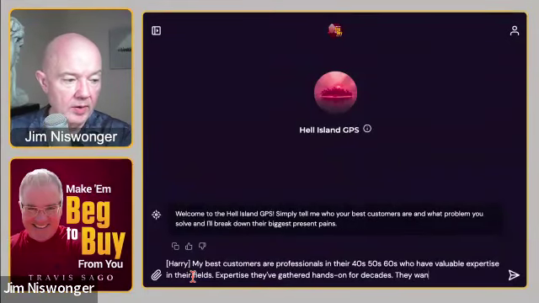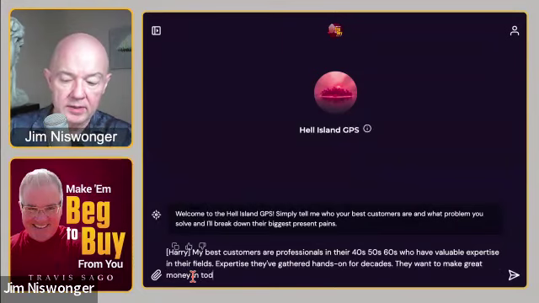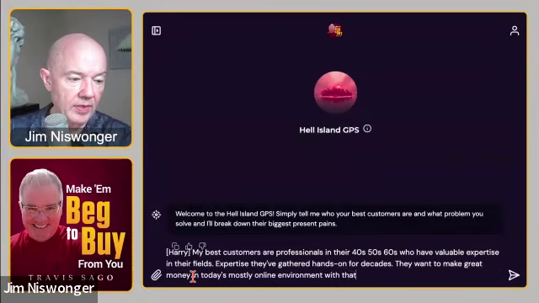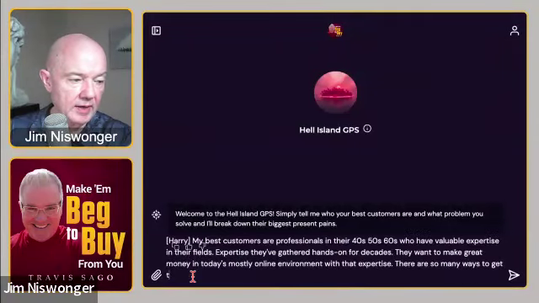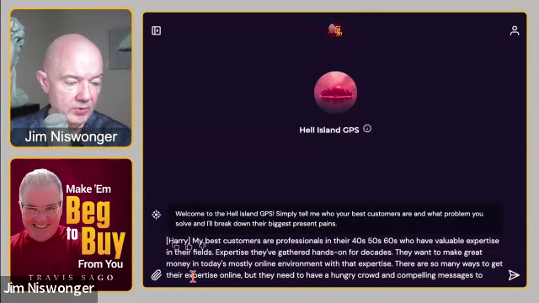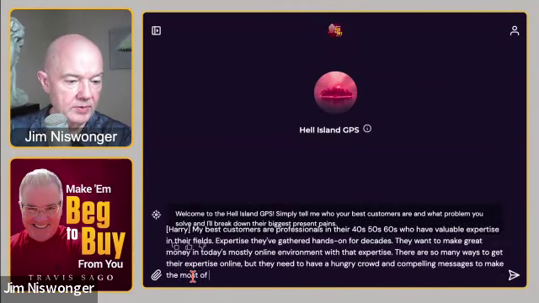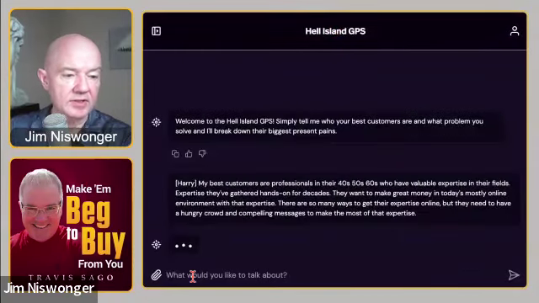They want to make great money in today's mostly online environment with that expertise. There are so many ways to get their expertise online, but they need to have a hungry crowd and compelling messages to make the most of that expertise. Let's just give that a shot, and then we'll see what we get here and take it from there.